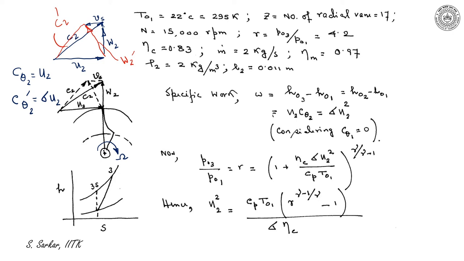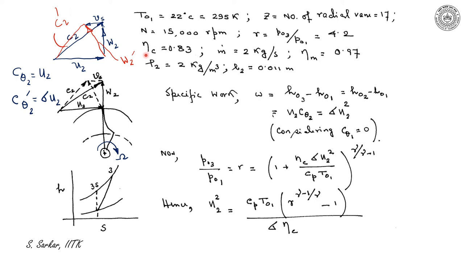Now furthermore, the compression process I can represent in an HS diagram, where, as I have indicated, 1,3 is the actual compression, while 1,3S is the isentropic compression. Now if you come to the problem, the statements are: T01, total temperature at inlet, equal to 22 degrees Celsius, that is 295 K. Number of radial vanes, denoted by Z here, is equal to 17. N is equal to 15,000 RPM, that is the rotational speed. R, that is total pressure ratio, P03 by P01, is equal to 4.2.